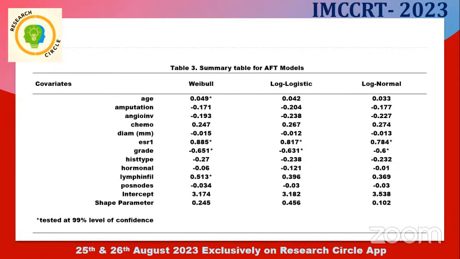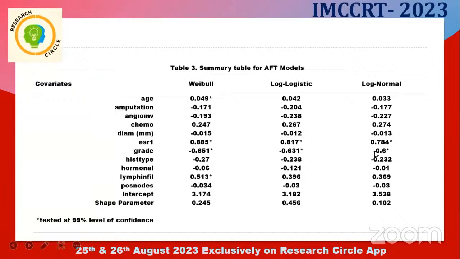Okay, so now let's look at the parametric models. So we have three in here. We have the Weibull, the log logistic, and the log normal. So we can see in here that in the Weibull distribution, or in the Weibull AFT model, or accelerated failure time model, age, ESR1, grade, as well as lymphocytic infiltration are the combination of those significant covariates, which basically is the same as with the previous non-parametric models. However, when we look at the log logistic and the log normal, we only have two significant predictors in here, which are the ESR1 and the cancer grade.